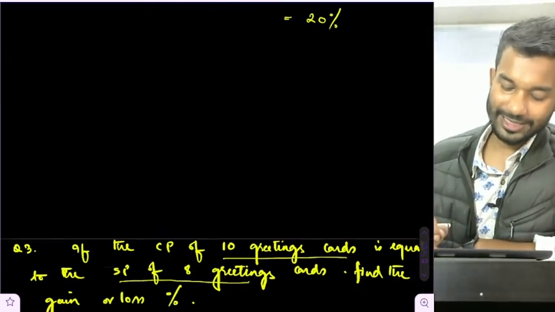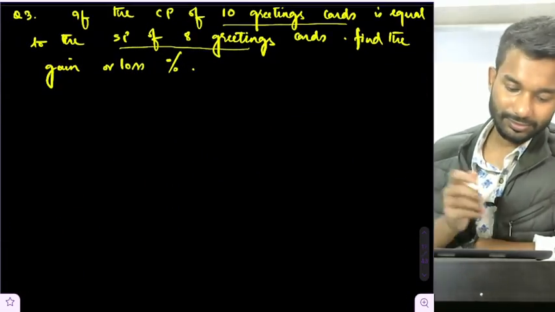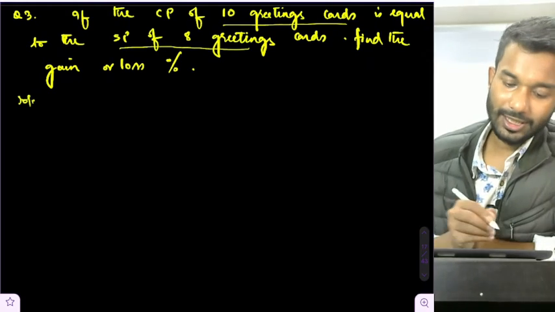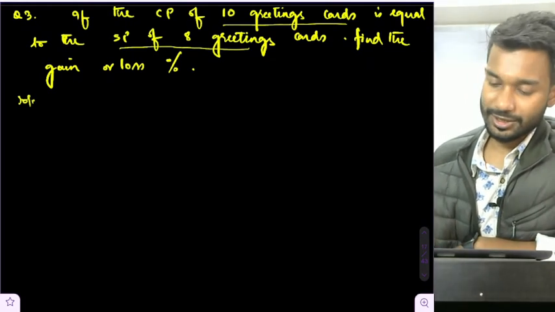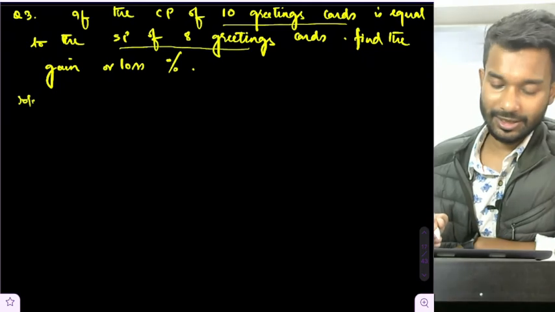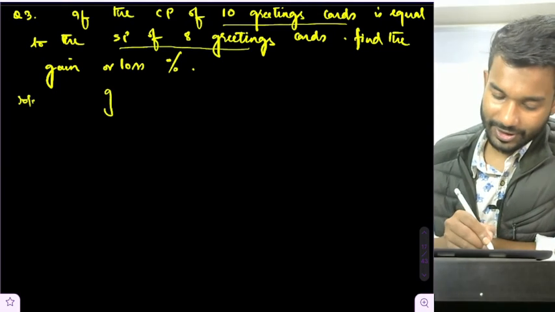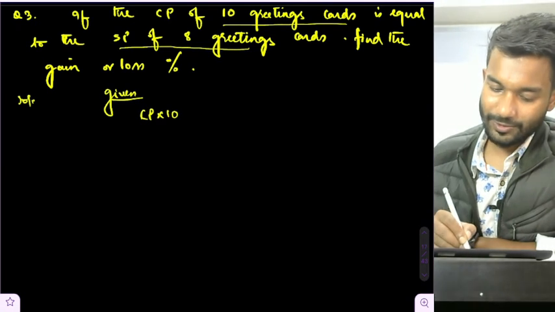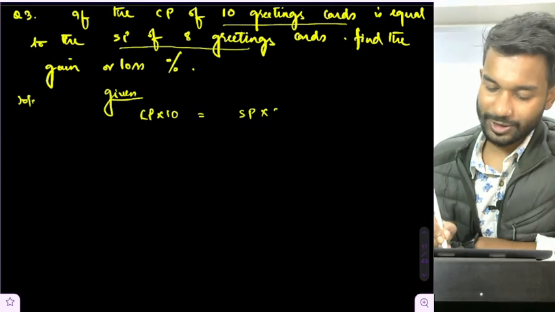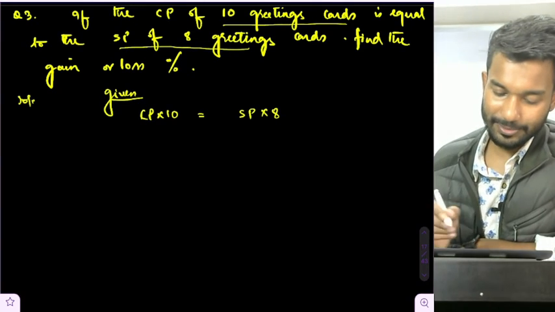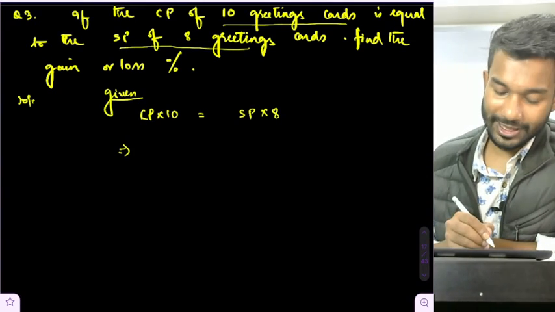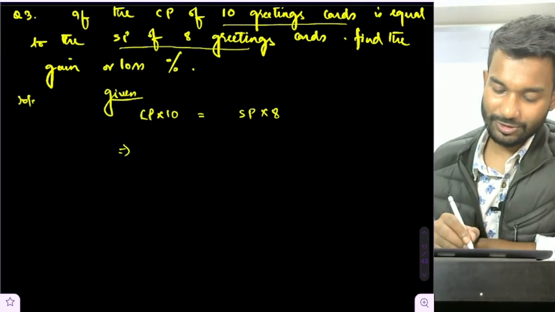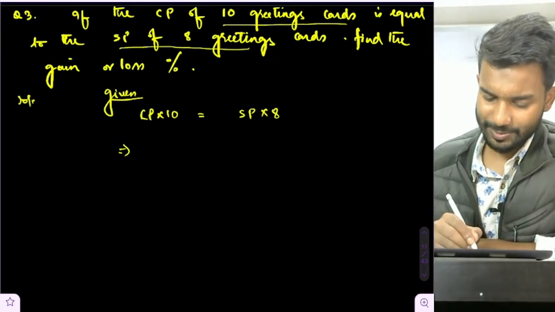The third question is also of the same type. If the cost price of 10 greeting cards is equal to the selling price of 8 greeting cards, I'm writing directly: CP into 10 will be SP into 8. I hope this line is clear. Our target is to find the SP by CP ratio. So directly you can write 10 by 8, but I'm explaining it.